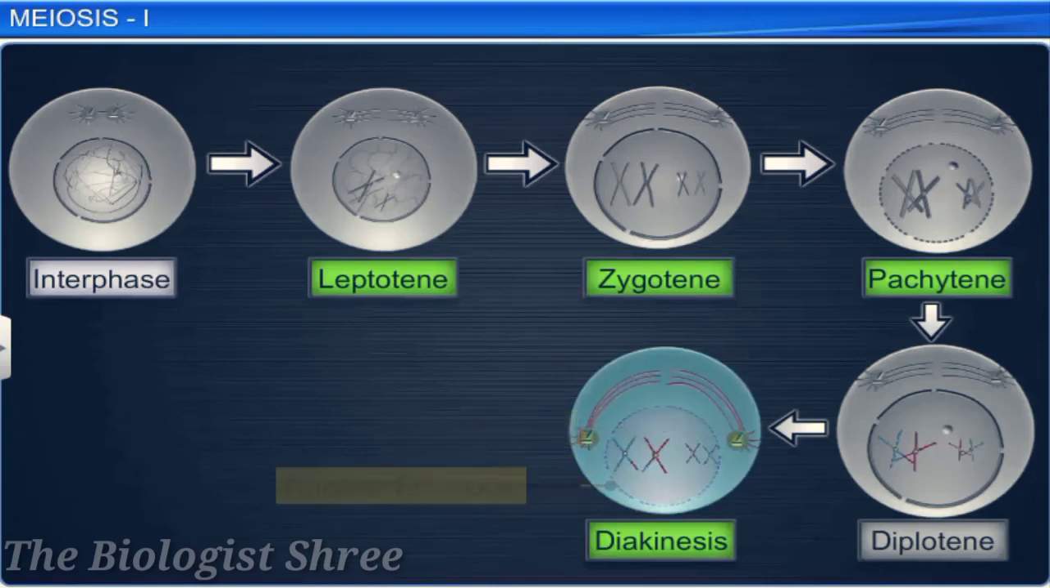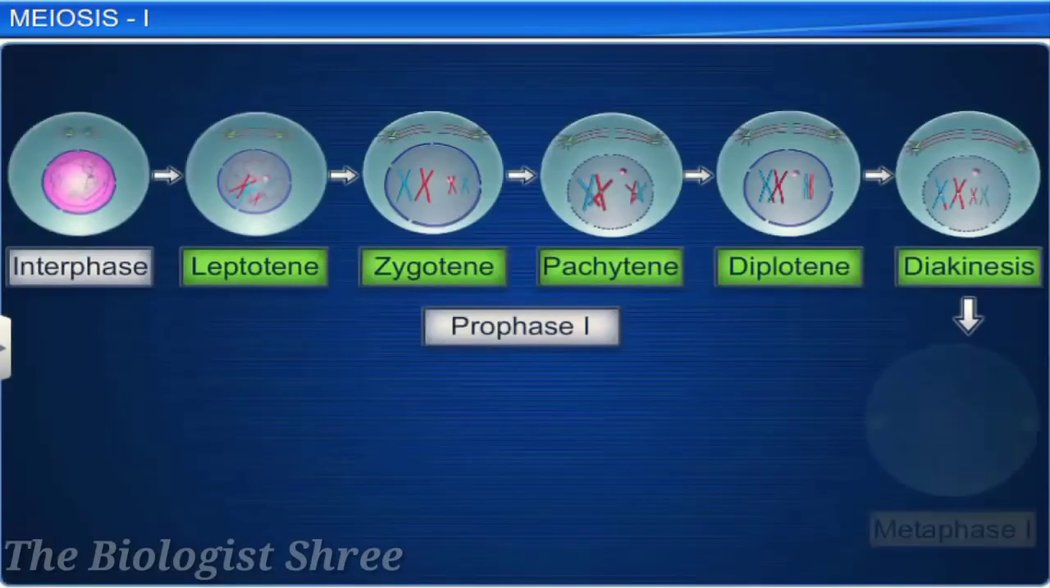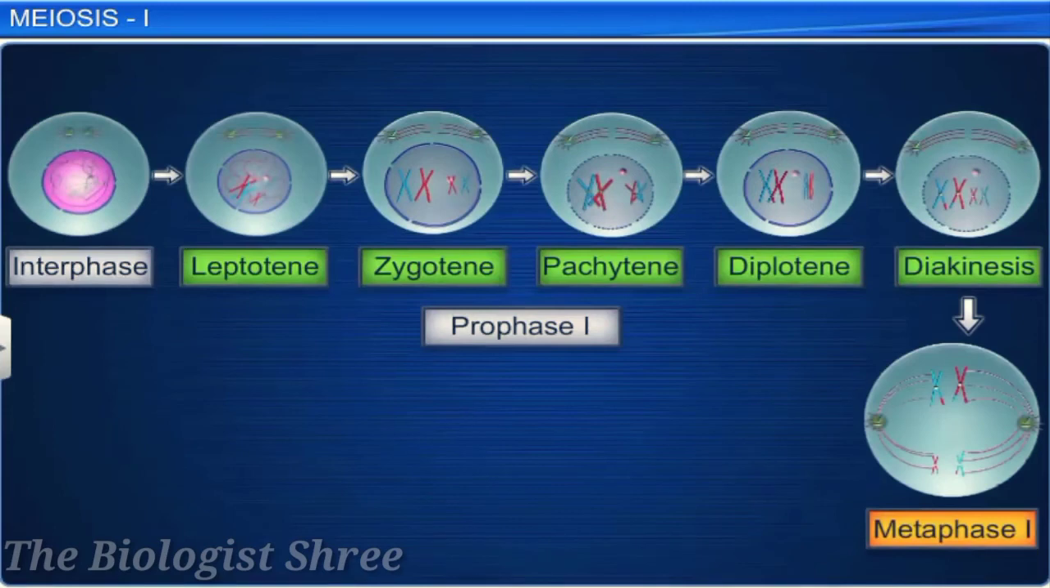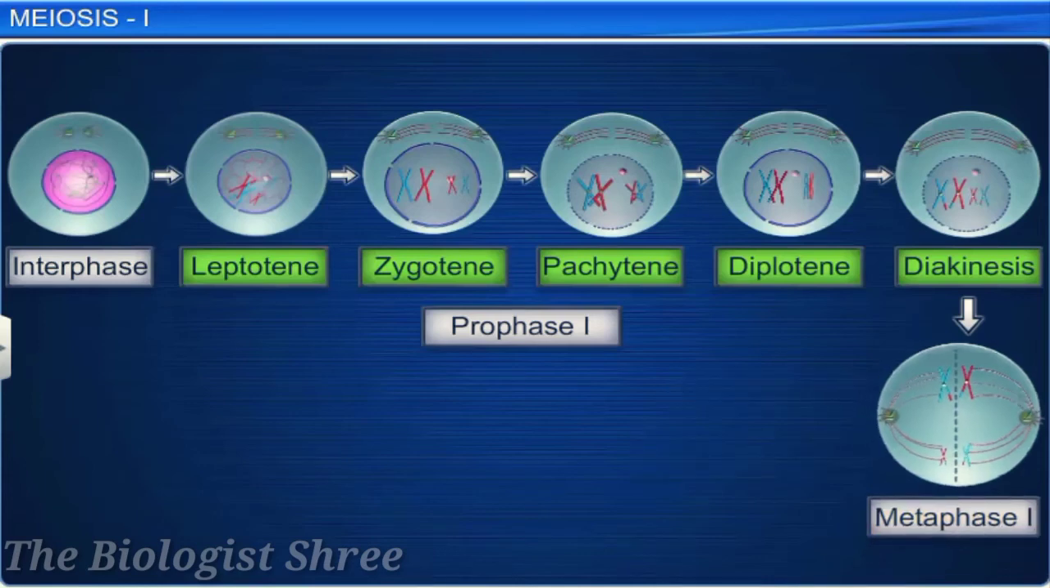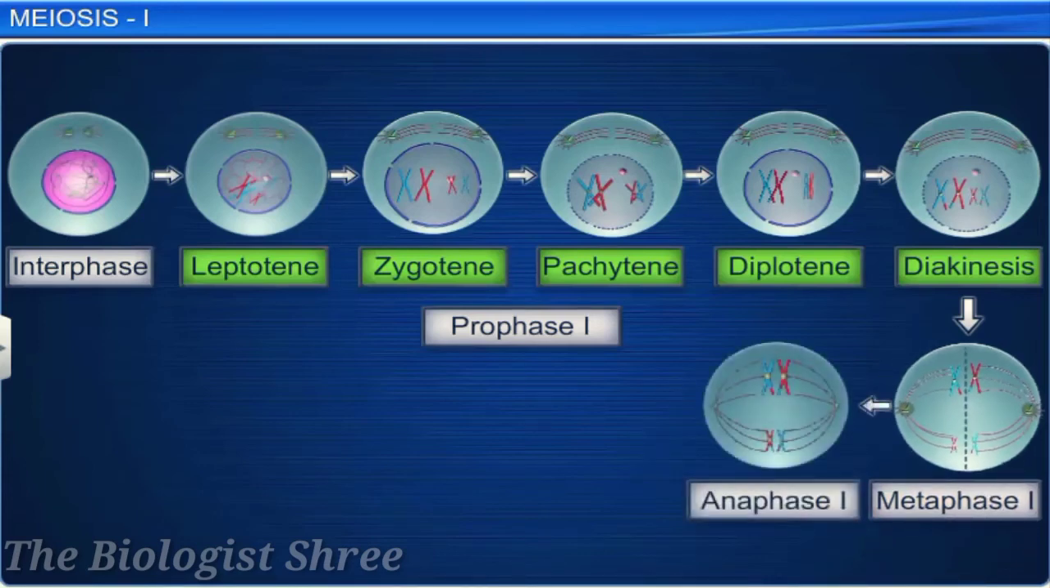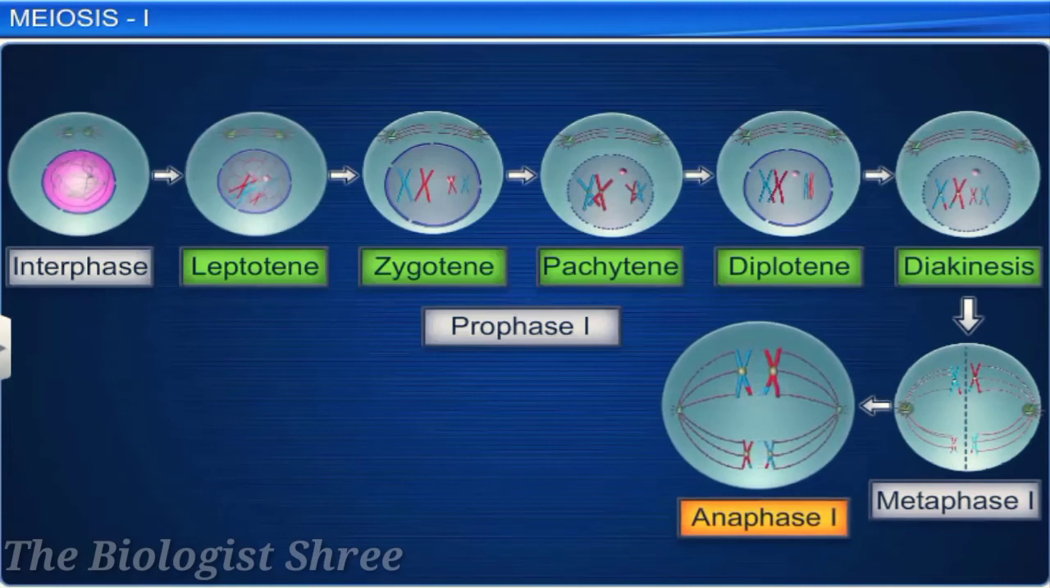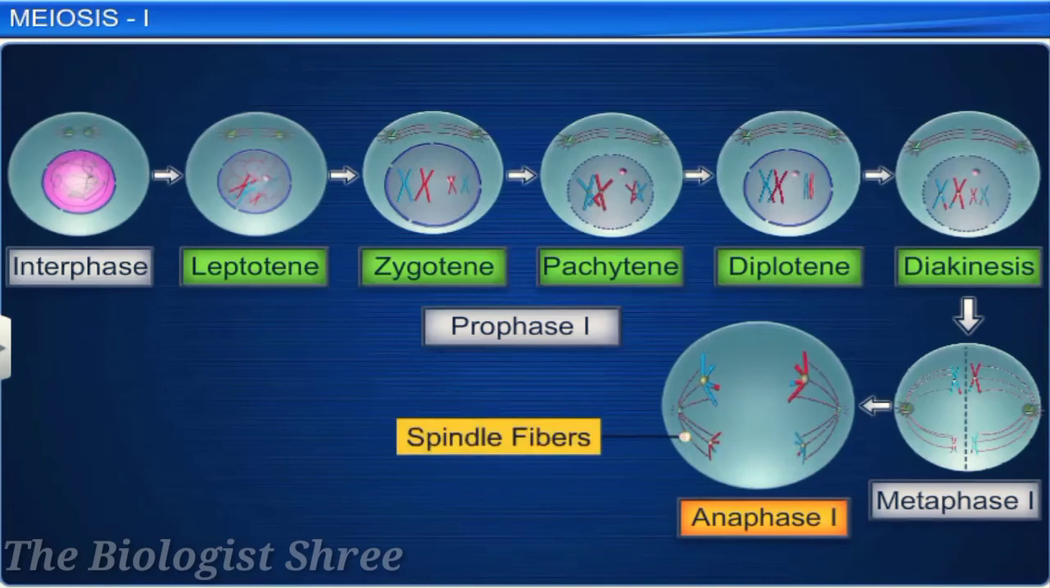Now, in metaphase 1, the chromosomes line up along the equatorial plate of the cell, and the spindle fibers get attached to the kinetochores of the homologous chromosomes. Metaphase 1 is followed by anaphase 1. In this phase, the chromosomes pull apart from each other along the spindle fibers and move to opposite ends of the cell. The chromosomes are still double-stranded with two sister chromatids connected at their centromeres.